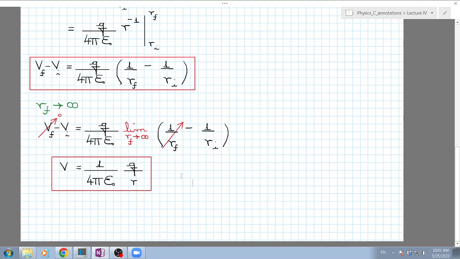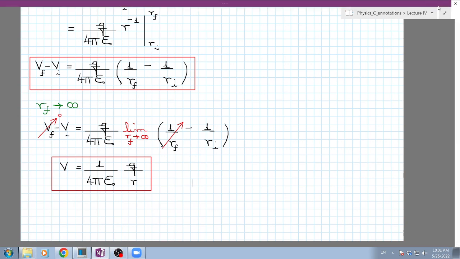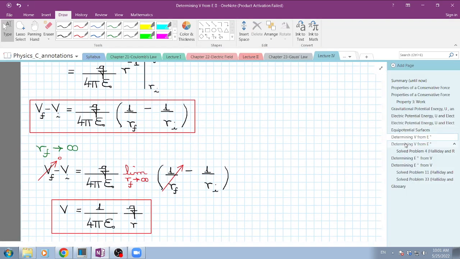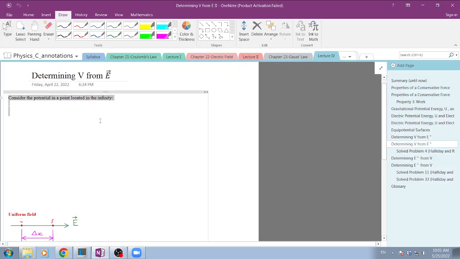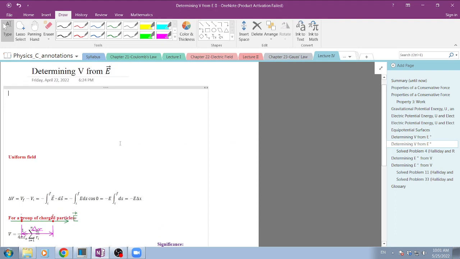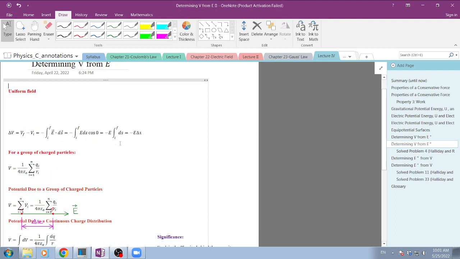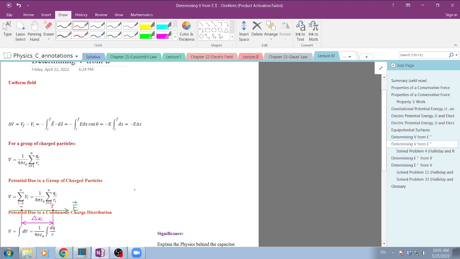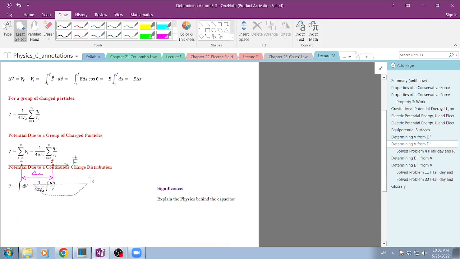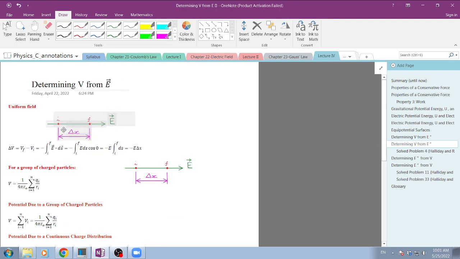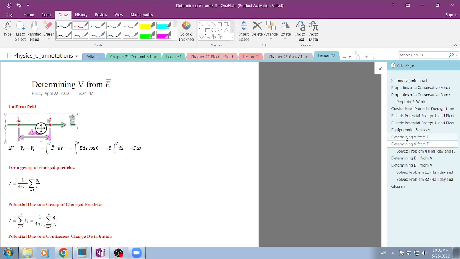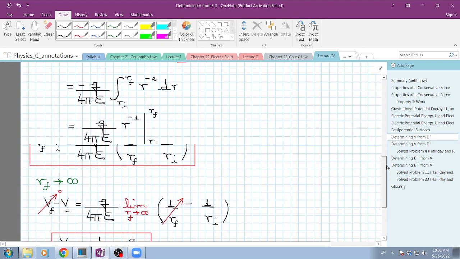We can also calculate exactly the same for a uniform field. Let's consider the example that we did before, right? A uniform field.